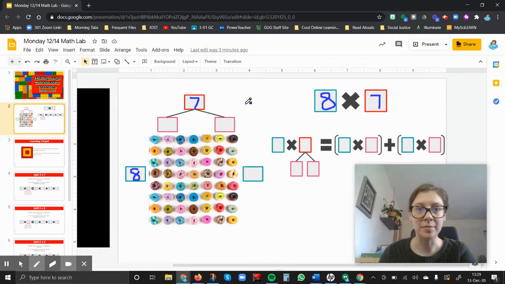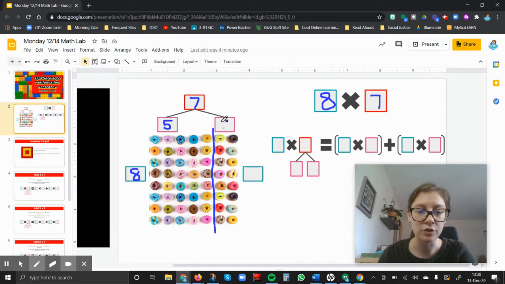So my next step is to split my large array into two smaller arrays. And I'm going to use my multiples of 5 to help me with this. So I'm going to say 1, 2, 3, 4, 5 columns go in one group. So I'm going to draw my line here. I want to make this first number 5 columns because I'm really good at multiplying by 5. So it's going to make it easier for me to solve this problem.